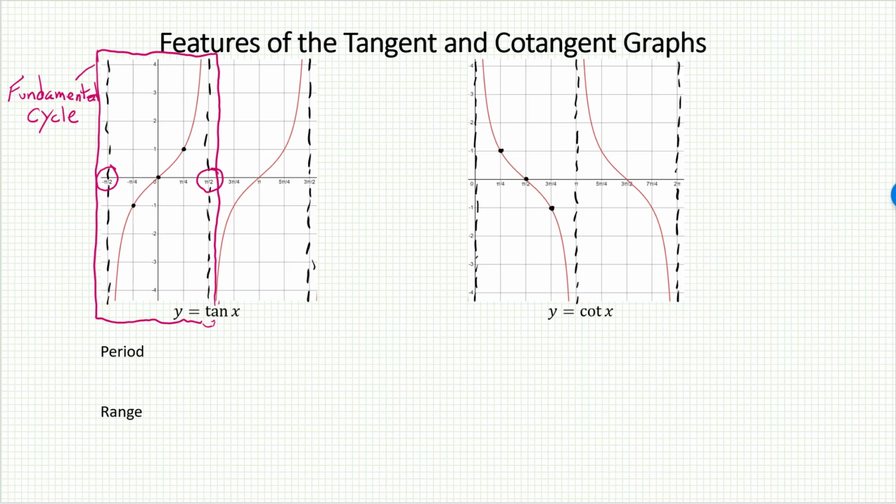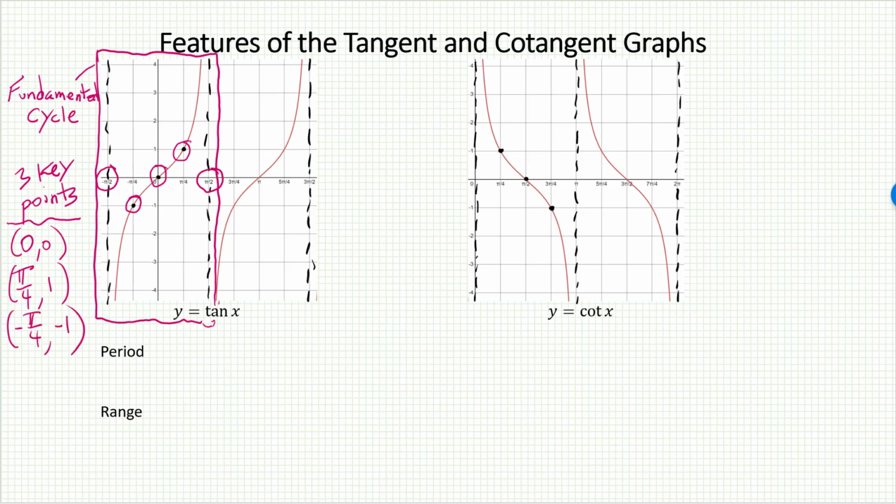Also, you'll see on this graph I've marked what we'll refer to as the 3 key points. We'll want to mark the point that's right in the middle. In this case, that's 0, 0. And then we'll want to mark the 2 points halfway in between that middle spot and the vertical asymptotes. That's these two, which in this picture would be pi over 4 comma 1 and negative pi over 4 comma negative 1. Notice that the tangent function moves upward from left to right between the vertical asymptotes.